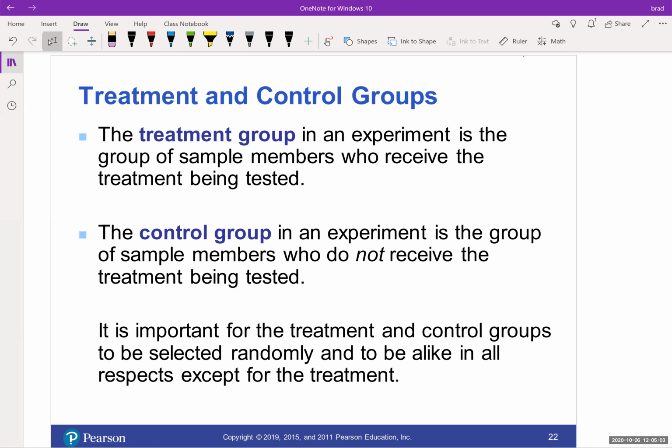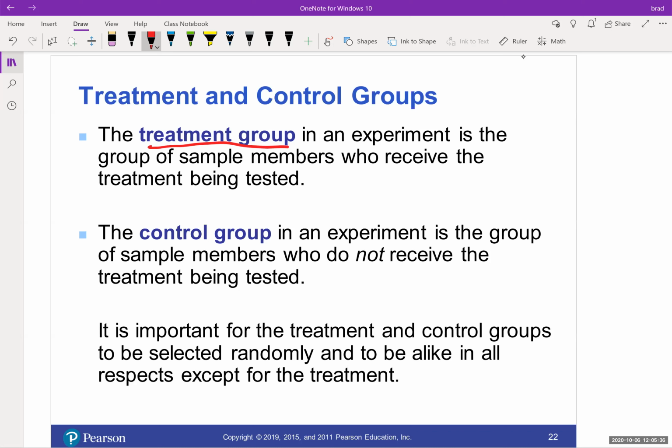The treatment group in an experiment is the group of sample members who receive the treatment being tested. So think again of medical. If they're giving you a specific drug to counteract whatever, it's COVID-19, they're doing this right now with COVID-19. You have control groups. In an experiment, a control group is a group of sample members who do not receive the treatment. So you have to have people that do not receive the treatment so you can compare the results to the people that do. Okay. So you have a treatment group who receive the actual treatment, the medication, whatever it may be.